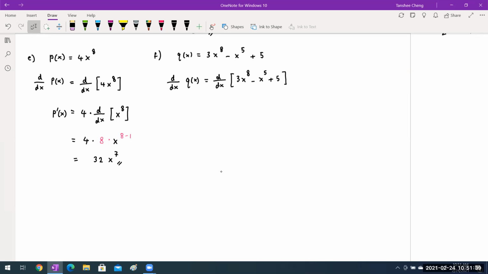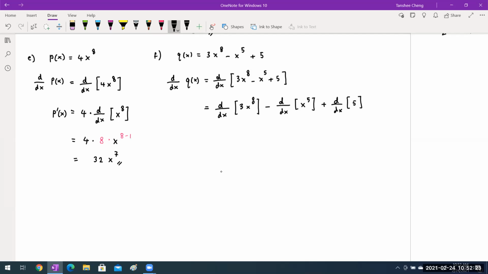Derivatives of polynomial functions: we can consider each term as a function, so that I can use the sum and difference rule. Derivative of a sum and difference equals what? The derivative of each term. So by using that property, this will be the derivative with respect to x of the first term, minus the derivative with respect to x of the second term, plus the derivative with respect to x of what? The constant function. And for each case, I can apply the formulas again.